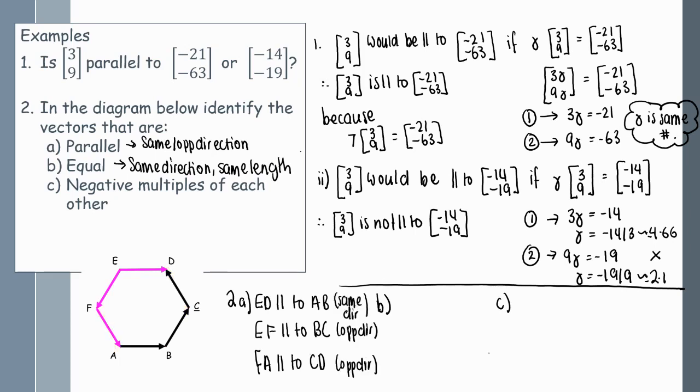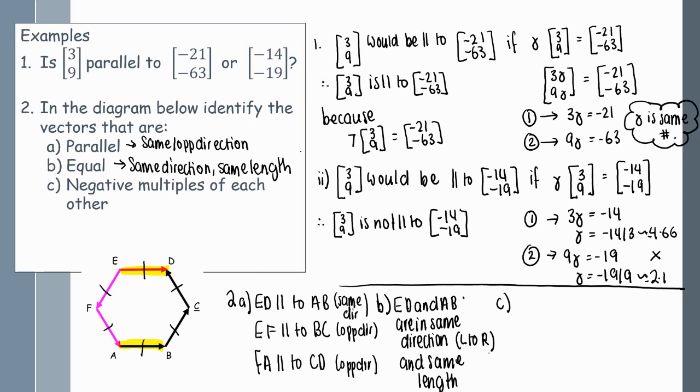Part B, remember they're equal only if they're parallel, in the same direction, and the same length. The only pair of parallel vectors that are in the same direction and the same length here are ED and AB. So they are the only 2 vectors in this picture that are equal. But they would only be the same length if this hexagon was regular.